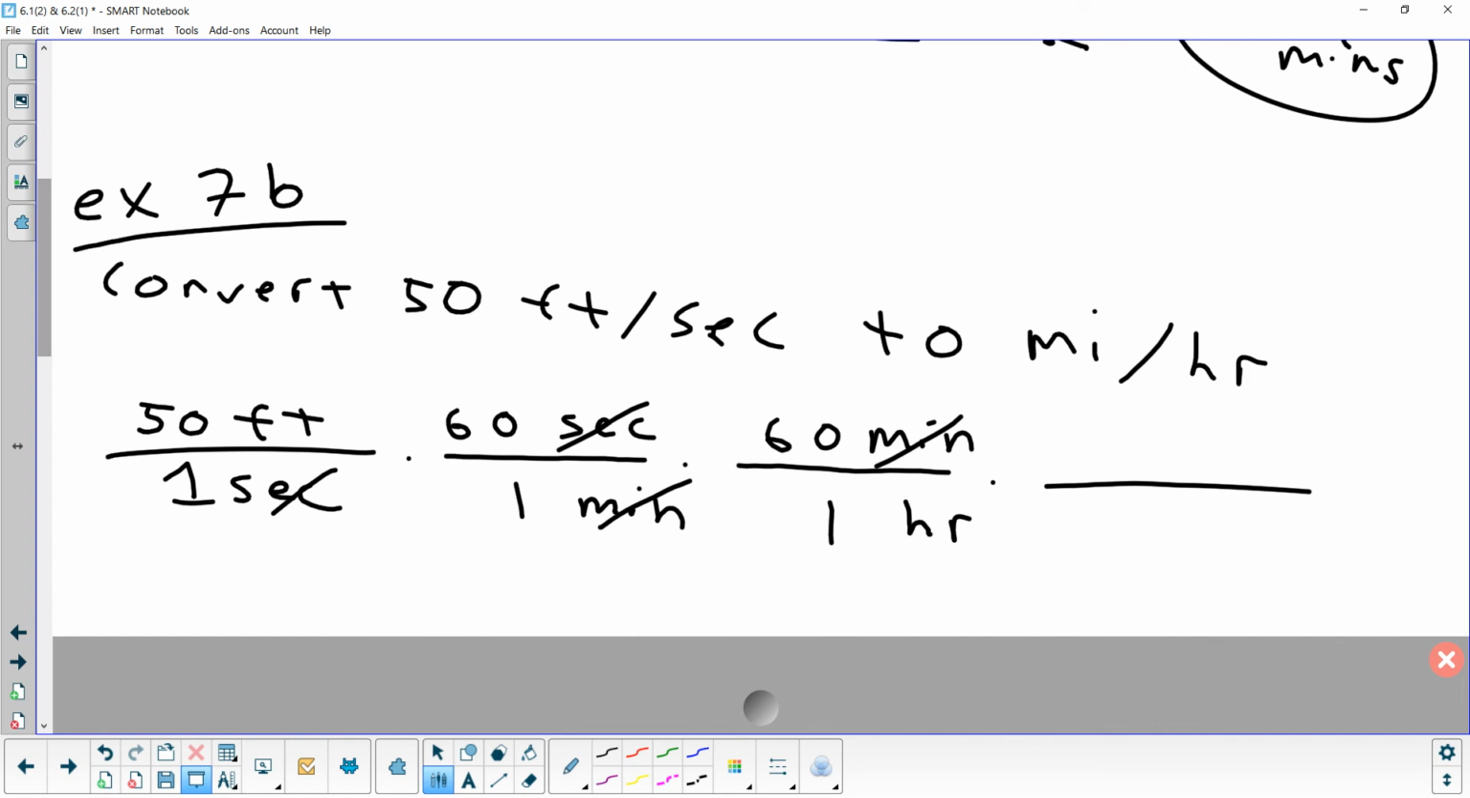Even if you don't know how many feet in a mile yet, you will need that. You should know where feet is going to go. Top or bottom? Bottom. Feet goes in the bottom. Miles goes in the top. And how many feet are in 1 mile? 5,280. Good. Now look at the units we're left with. Miles in the top, hours in the bottom. Perfect. Miles per hour.